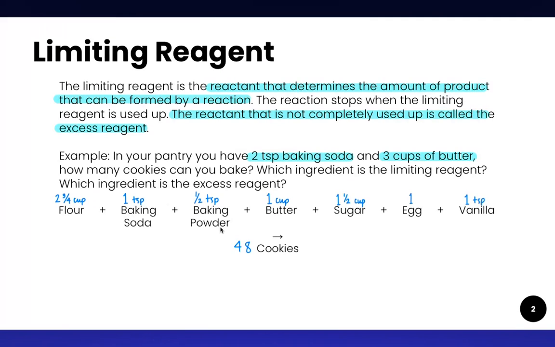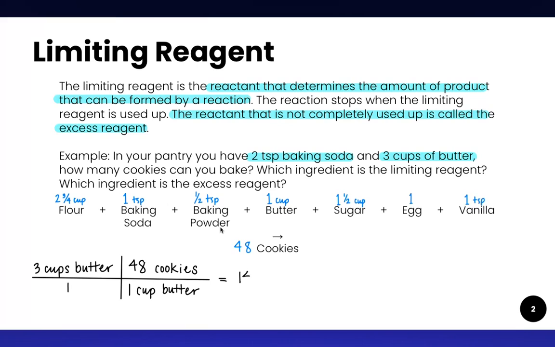Here we have our balanced equation. So when you're figuring out what is the limiting reagent, you actually have to do the calculation 2 times. So we will start with the butter. For every 1 cup of butter, you can make 48 cookies. So when you finish this calculation, you find that you have enough butter to make 144 cookies.